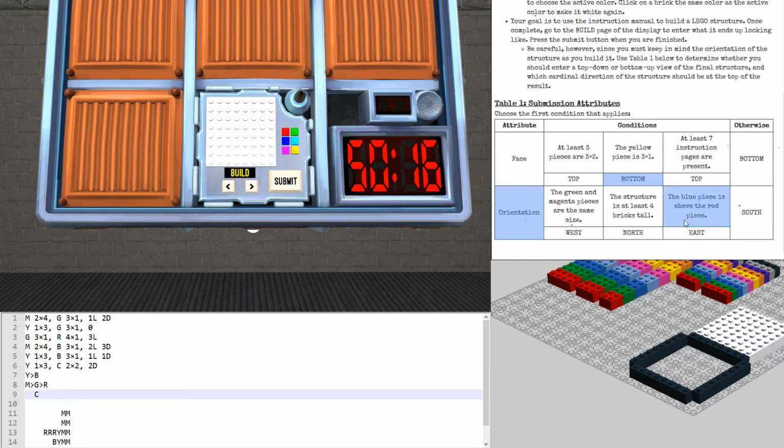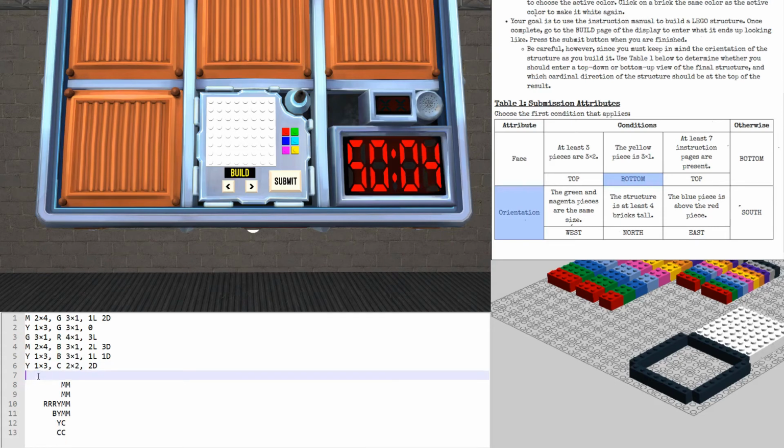The blue piece is above the red piece. Well, again, in this representation, we can see that the red is actually above the blue piece, so that's a no. And now we can delete this information again.